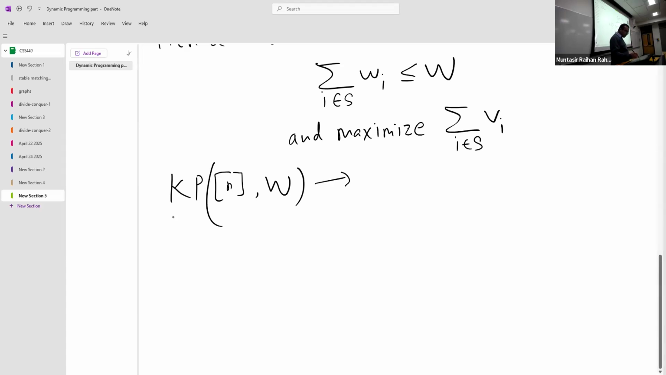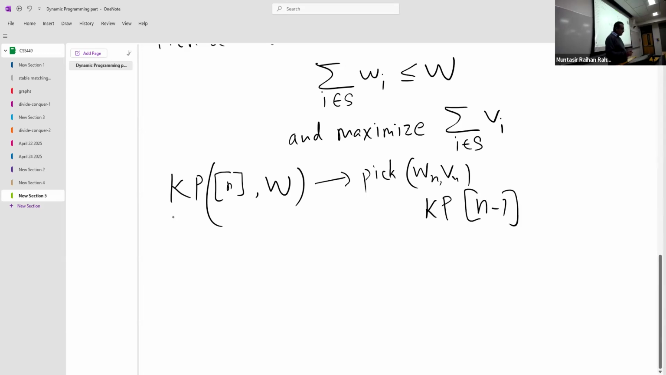So let's say I pick that item Wn with value Vn, then what happens? Then what is the remaining problem I have to solve? You have to pick from the n minus 1 items, right? So in that case, the subproblem is KP of n minus 1.